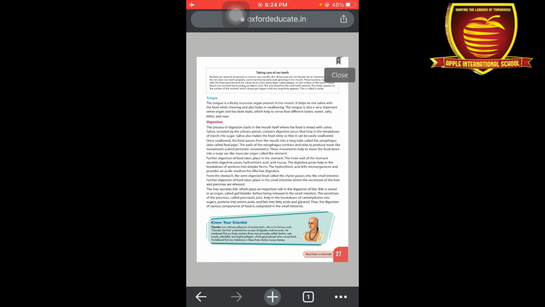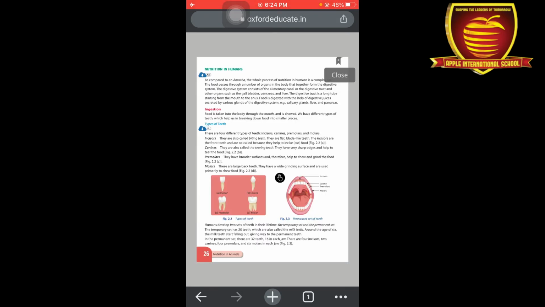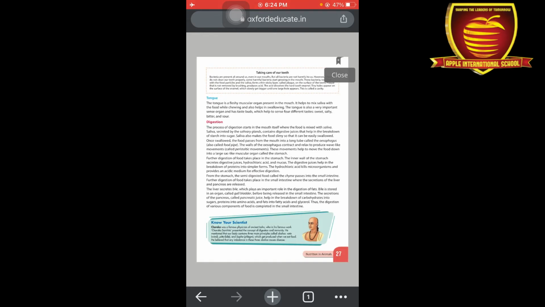The tongue is also a very important sense organ because it has different taste buds through which you can taste different types of tastes like sweet, salty, bitter and sour. So in the ingestion process, which organs do we use? Different types of teeth and tongue. How many types of teeth are there? 4 types of teeth: incisor, canines, premolar and molars. After that, the tongue. In ingestion there are 2 organs, different types of teeth and tongue.